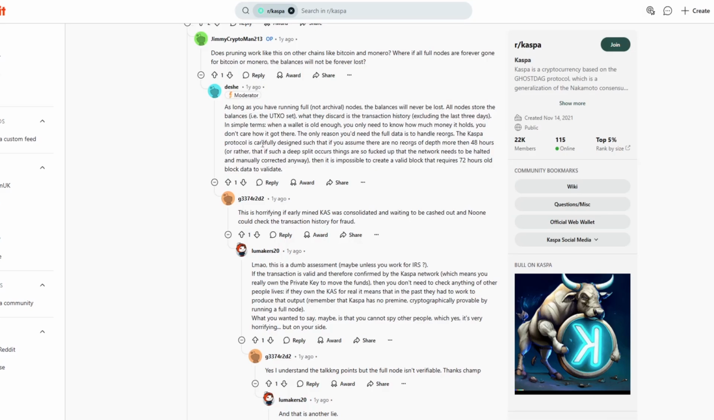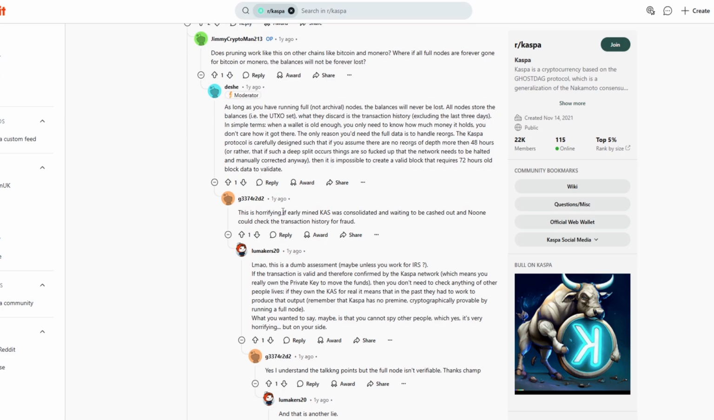The Kaspa protocol is carefully designed such that you assume there are no reorg depths of more than 48 hours. So that's 2 days. And then it will get rid of it at 72 hours just to safeguard that 48-hour window. It goes on to say, then it is impossible to create a valid block that requires 72-hour-old block data to validate. There are also a lot more blocks on the network happening, as opposed to Bitcoin or even Ethereum.